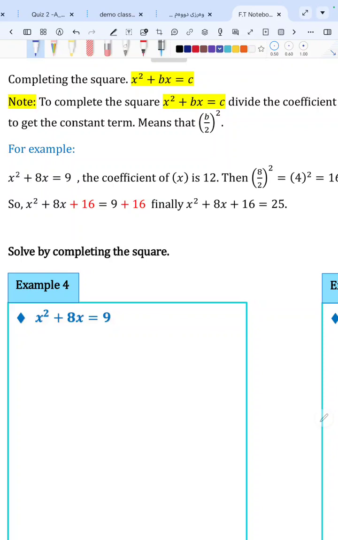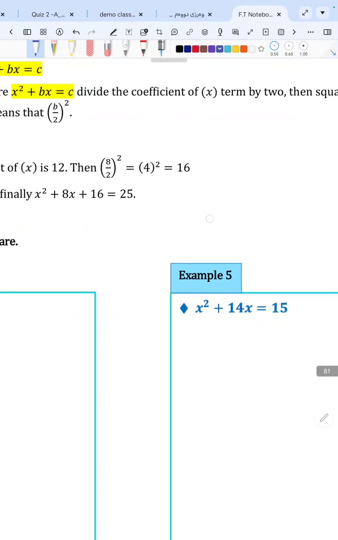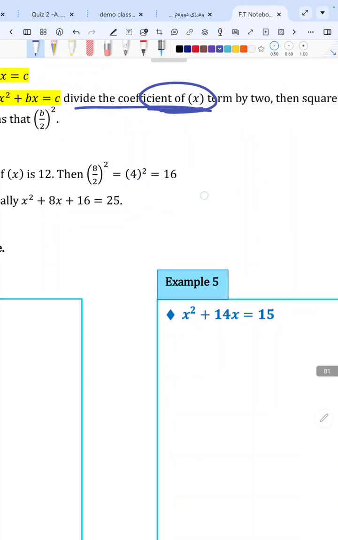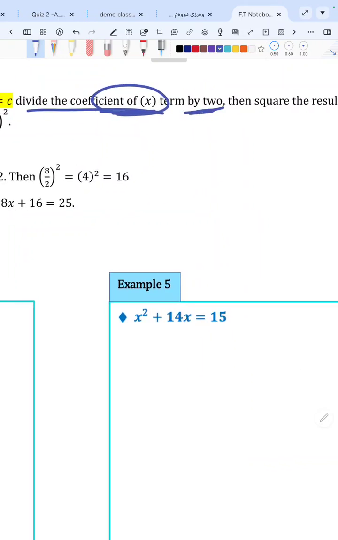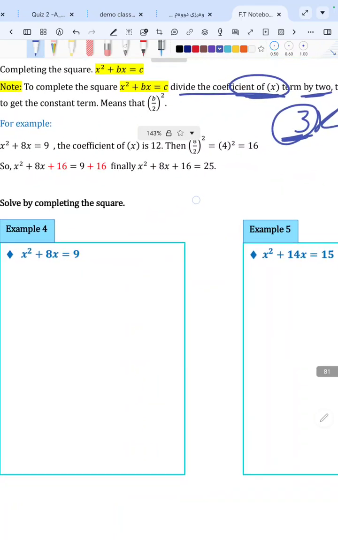Okay, the second case, or let's say the third case, is about completing the square: x power 2 plus bx equals c. To complete the square, divide the coefficient of x by 2. Coefficient of x, for example, 3x. What's the coefficient of x? 3. Okay, divided by 2, then power 2.